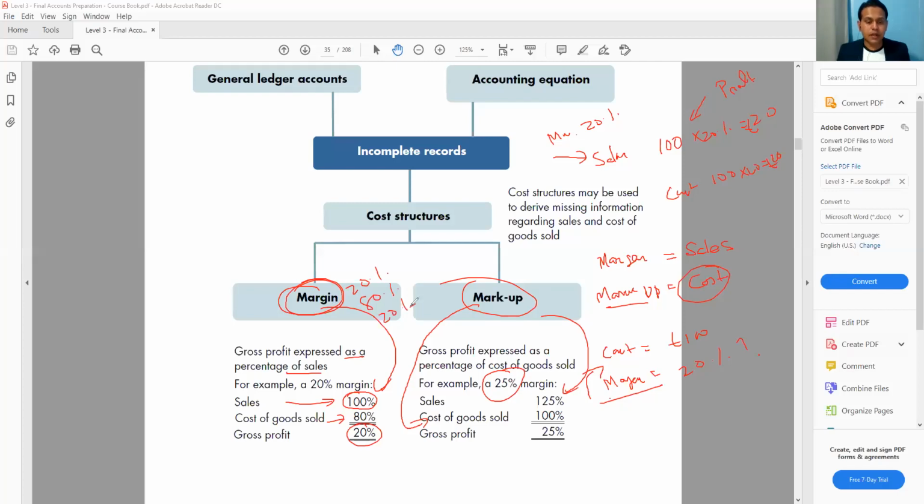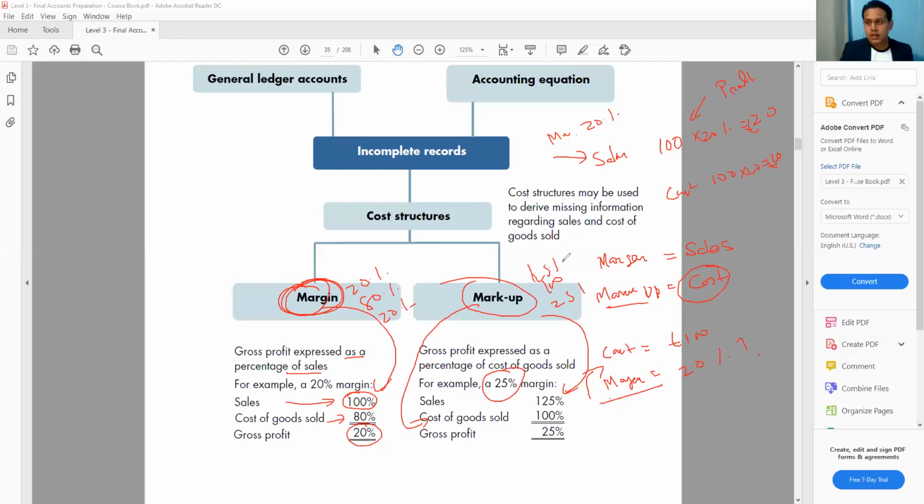Very simple. If it's a markup, then my cost is 100% and of course my profit is 25%. So my sale will be 125%. This one we have to remember. Markup, sale is 125%; margin, sale is 100%. If we remember that, our life will be a little bit easy. But when you do some exercises, some actual questions, we'll understand more.